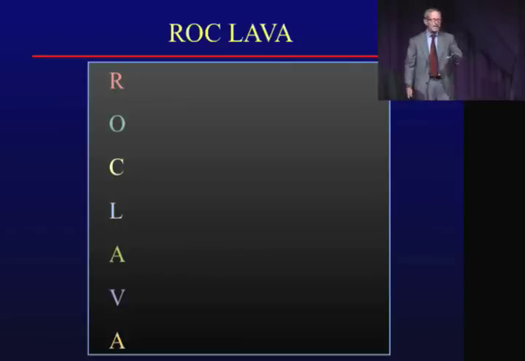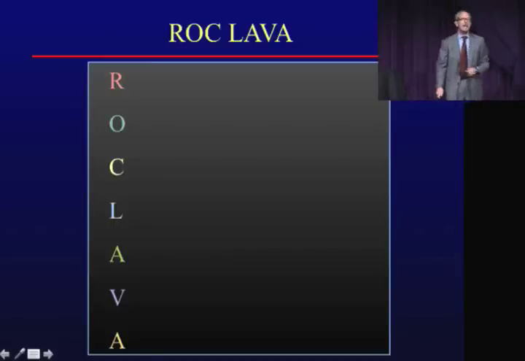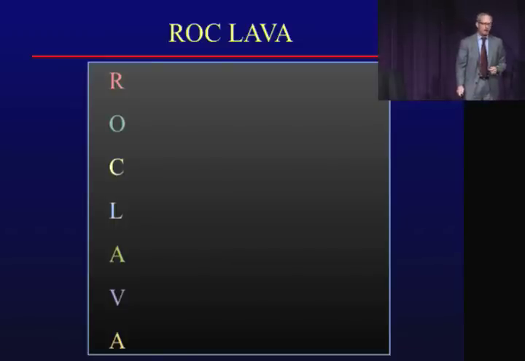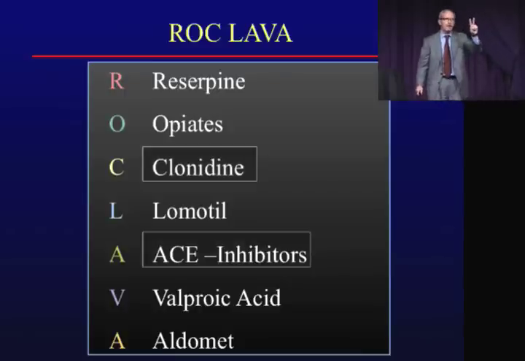So there's rock lava, and this is a better rock lava. Here, you can see it's only in one color. And what I've done here on this slide, it's now in multiple colors. I think this is a better slide. And this is a nice mnemonic. If you don't like the mnemonic of reserpine, opiates, clonidine, lo-modal, ACE inhibitors, valproic acid, valproate, or aldomet, and reserpine and aldomet, not around so much, at least know these 2.